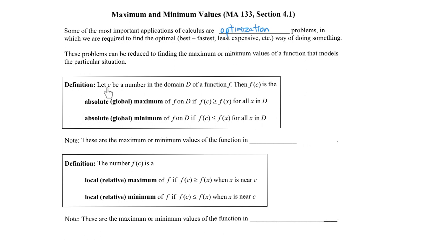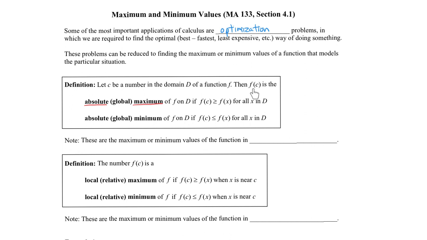If we let c be some number in the domain D of a function f, then f of c is... one thing we need to know about is the absolute maximum. Some calculus resources call this the global maximum, but our book and most other textbooks will call it the absolute maximum. If it's the absolute maximum of the function on this domain, it means that f of c is greater than or equal to f of x for all other x's in the domain. So it's the absolute maximum value.